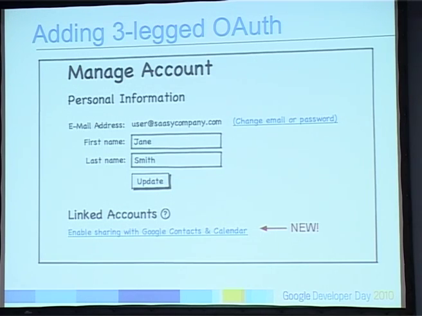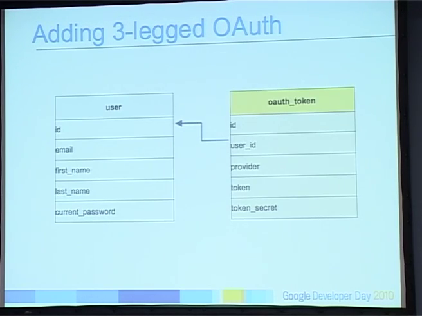So we would get the request token, redirect the user over to approve it, come back, get the access token, and then we can start using those APIs. In our database, we have to make a small modification, and we add this new table that says, okay, let's store OAuth tokens. So we're storing the token and the secret for each of those tokens.